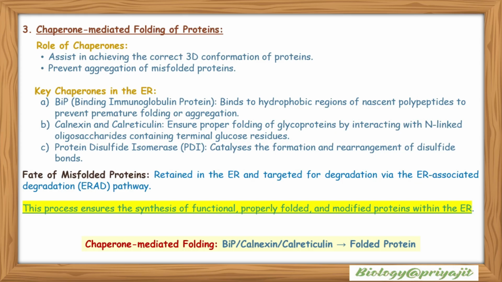The fate of misfolded proteins: they are retained in the endoplasmic reticulum and targeted for degradation via the ER-associated degradation pathway, or ERAD pathway. So the process ensures the synthesis of functional, properly folded and modified proteins within the ER. The chaperone-mediated folding involves either BiP or calnexin or calreticulin acting on the protein being folded.